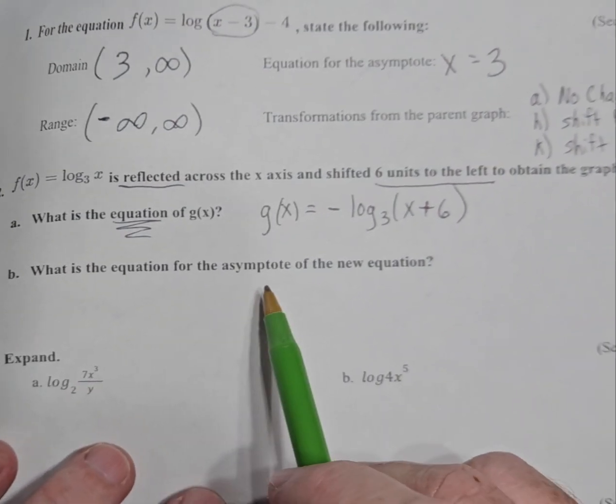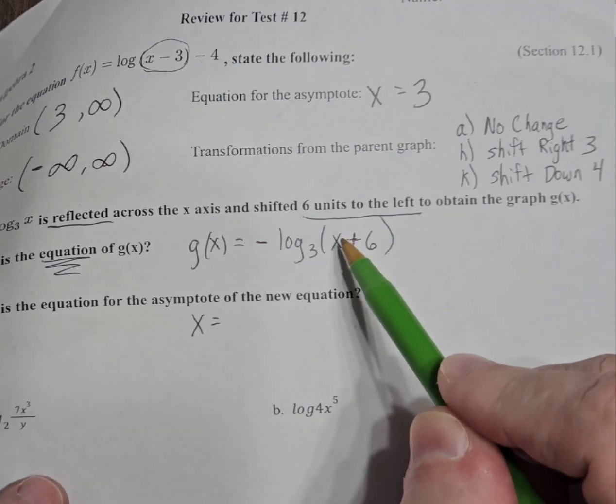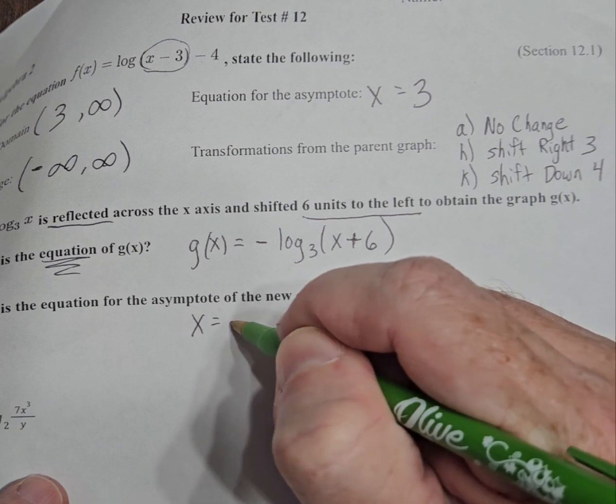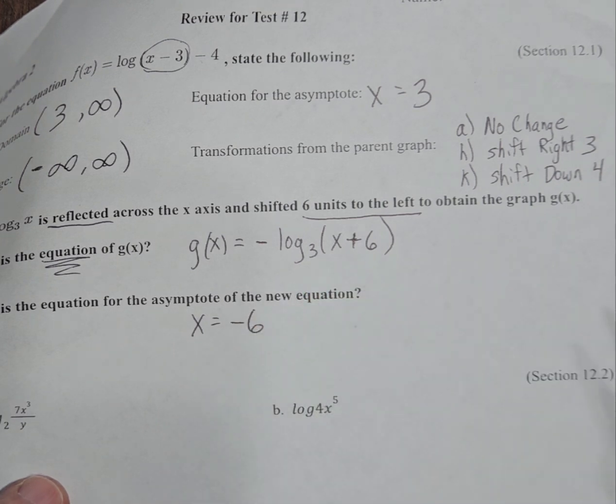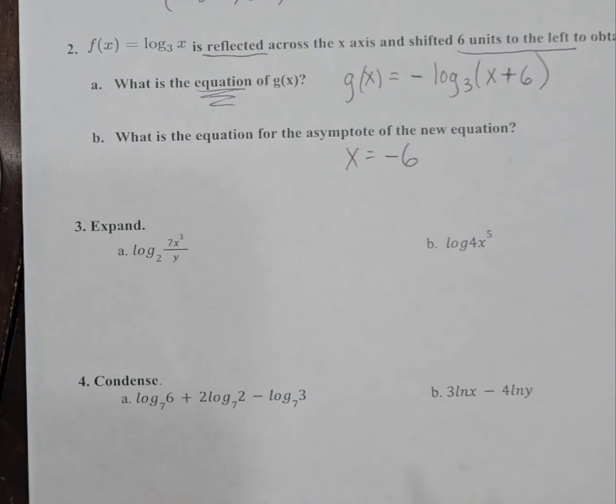And what would the asymptote be? Well, we already know it's x equals, and you flip the sign. Okay, so make sure you flip the sign. X equals -6. Okay, now we're going to move on to expanding and condensing.